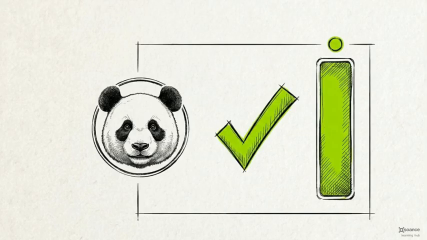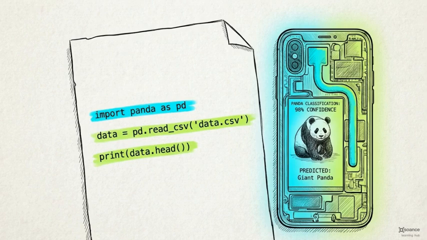In this instance, MobileNet v3 small identifies a giant panda with 99.96% probability. This demonstrates the efficiency of using pre-learned weights to solve complex vision tasks with minimal code.